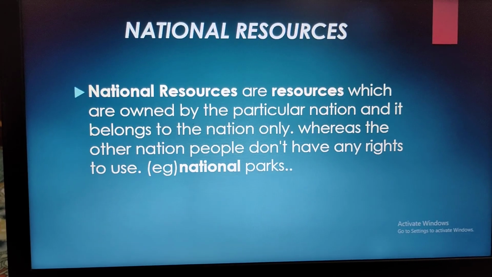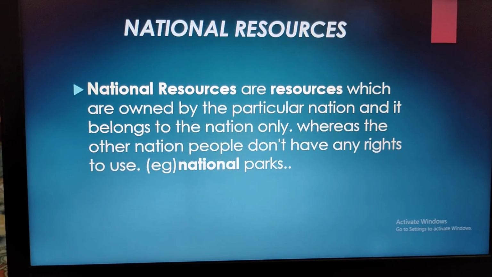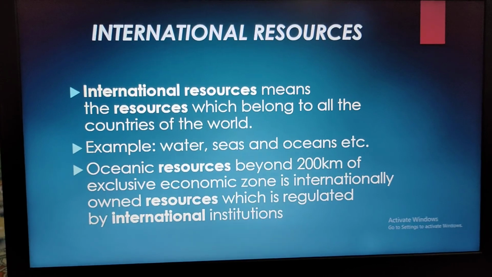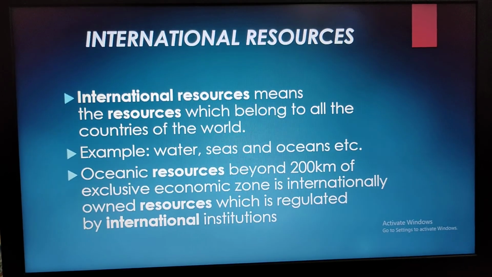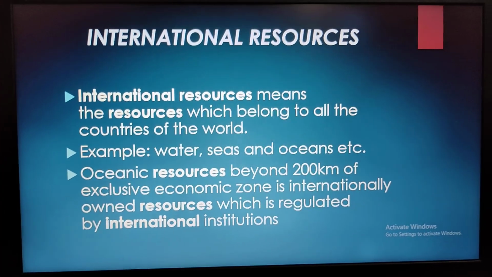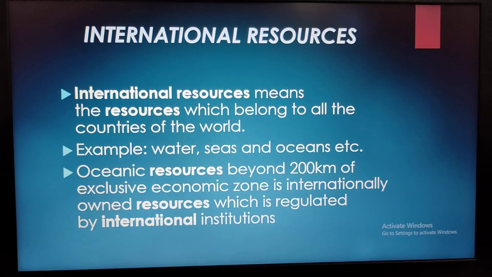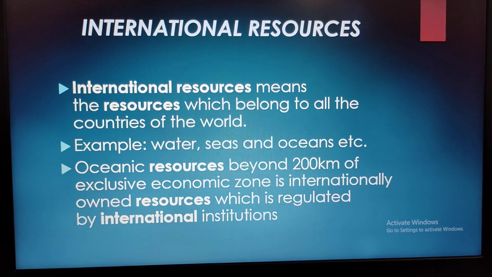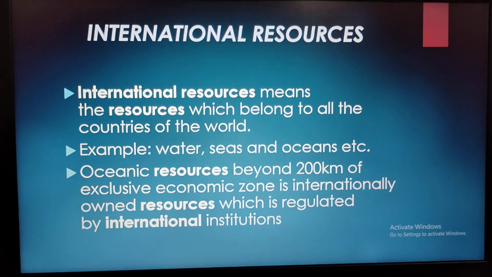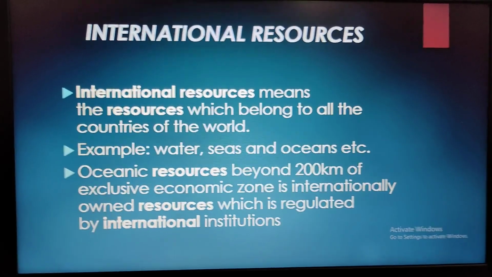All the national parks, it belongs to India, and none of the countries can put a hold on, none of the countries can take a control of it. International resources, already given an example of Indian Ocean. International resources means the resources which belong to all the countries of the world. Example, water, seas and oceans, etc. Oceanic resources beyond 200 km of exclusive economic zone is internationally owned resource, which is regulated by international institutions.